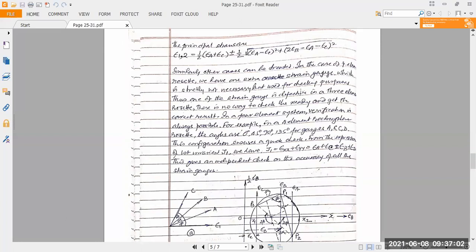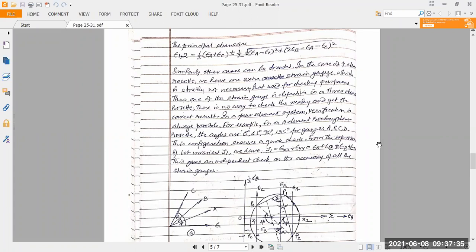Well, in the case of a 4-element rosette, we have one extra strain gauge, which is strictly not necessary but used for checking purposes. If one of the strain gauges is defective in a 3-element gauge, there is no way to check the reading and get the correct result. In a 4-element system, verification is always possible. For example, in a rectangular rosette, the angles are 0, 45 and 90 degrees. The gauges A, B, C, D. This configuration gives a quick check.